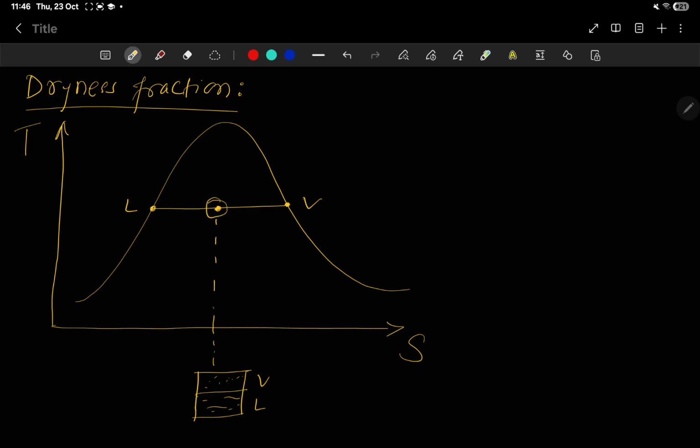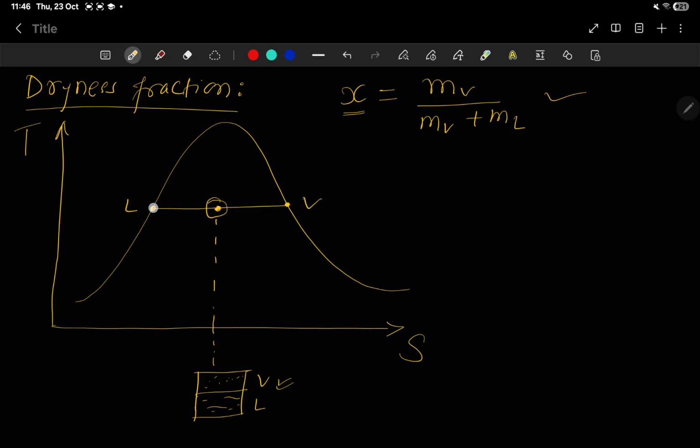Now let's define one physical quantity, that is x. It is the mass of vapor upon mass of vapor plus mass of liquid. This is the dryness fraction. So we defined the dryness fraction like this.